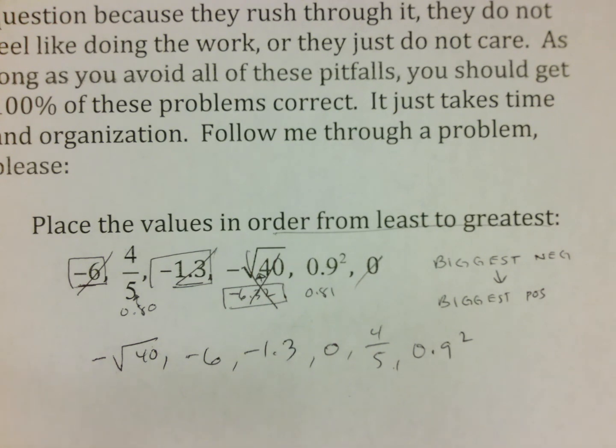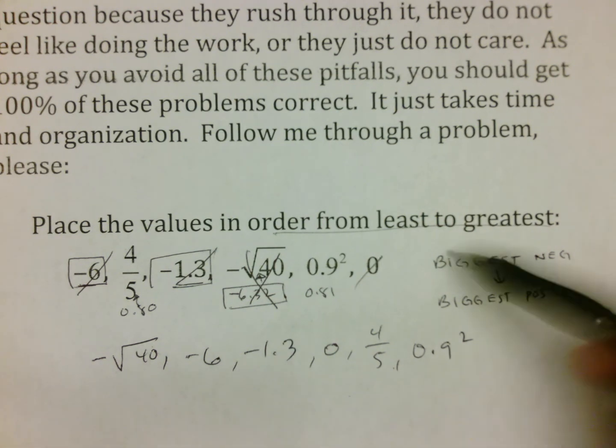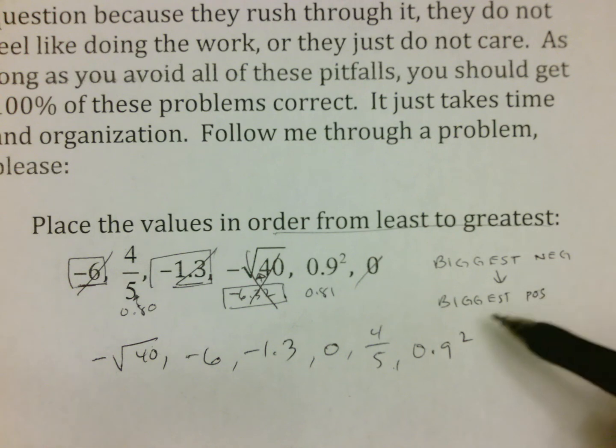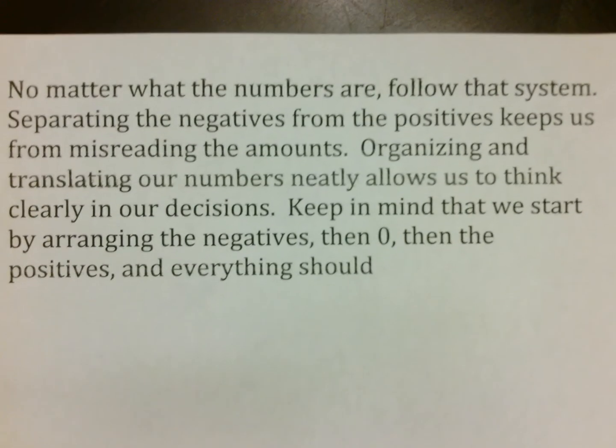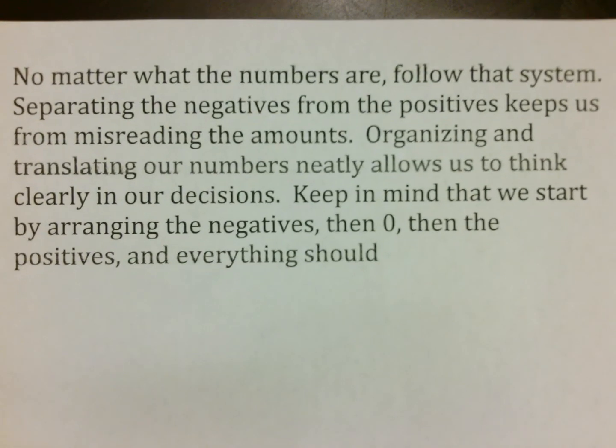So again, you'll get some practice on that. The key thing again is making sure you have somewhere in your note that when you put them in order, you're going from your biggest negative to your biggest positive. No matter what the numbers are, just follow the system. Separating the negatives from positives keeps us from misleading or misreading the amounts. Organizing and translating our numbers neatly allows us to think clearly and make better decisions. Just keep in mind that we start by arranging the negatives, then 0, then the positives, and everything else should work out.